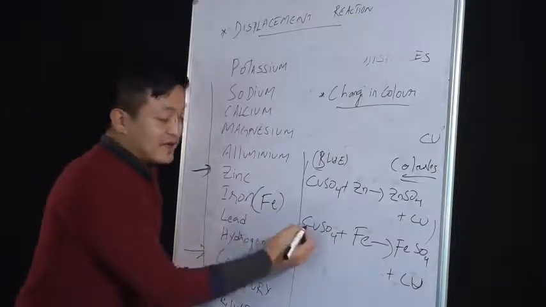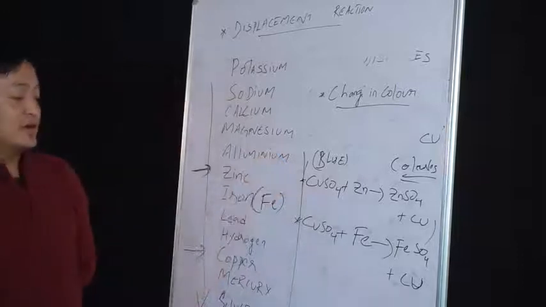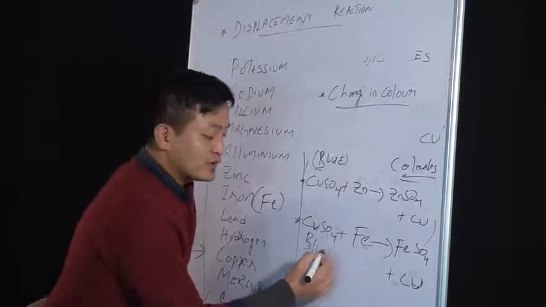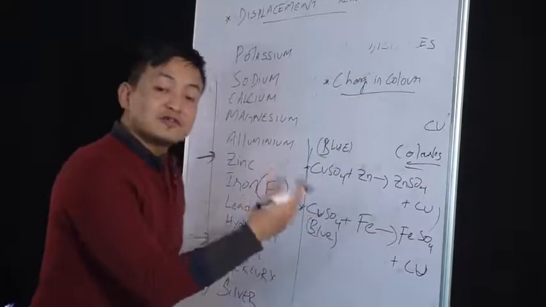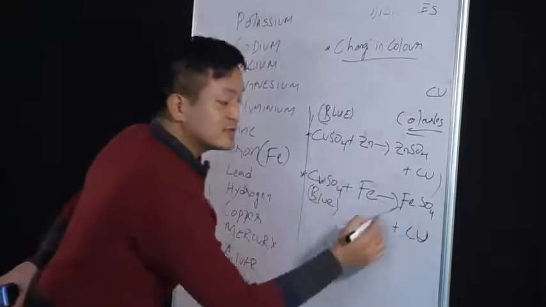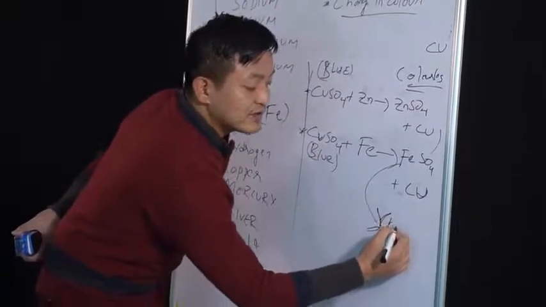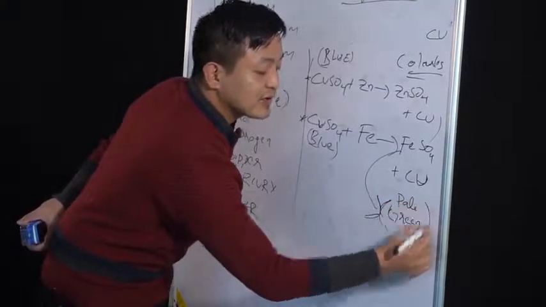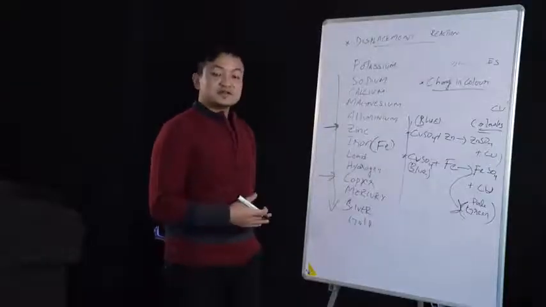Now in the second example for displacement reaction, copper sulfate, as we all know now, is blue in color. Here we will see that after reacting with iron, this will change to green, a pale green in color. So this is how displacement reaction works.